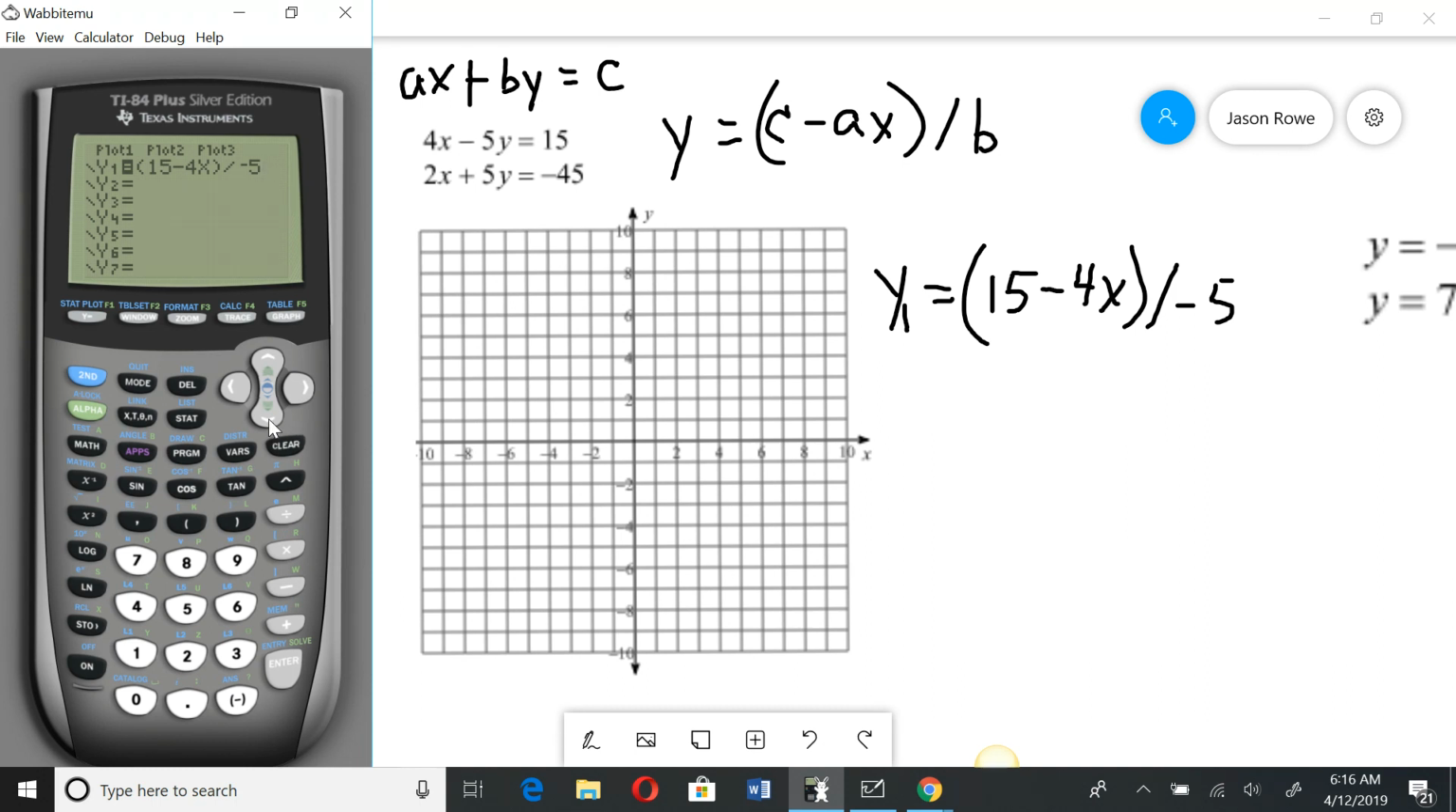I'm going to do the same thing for the next one. I'm going to open parentheses, and I've got a -45 right there, so -45. I don't need to close my parentheses yet, Mr. Rowe. Pay attention. I'm going to subtract ax, which is 2x. I'm going to close my parenthesis. I'm going to divide by whatever y is, or whatever b is. So that's +5. And then I'm going to hit my graph button.